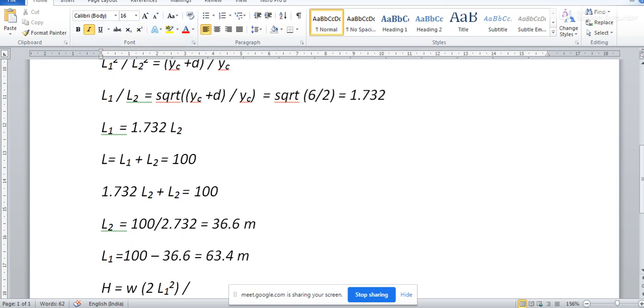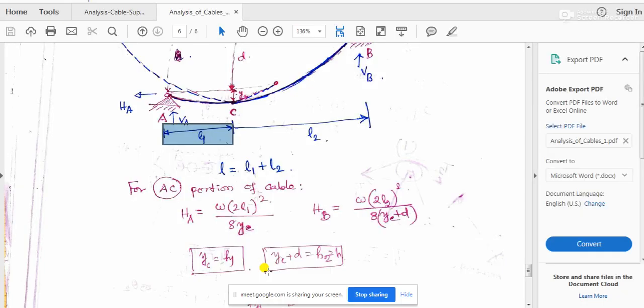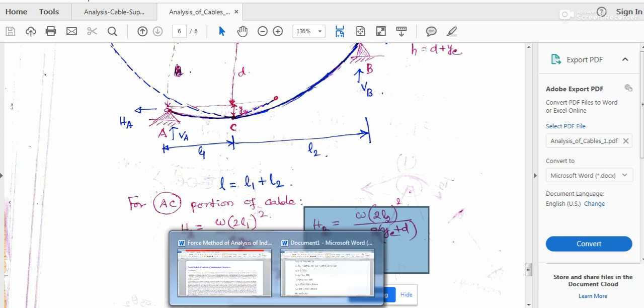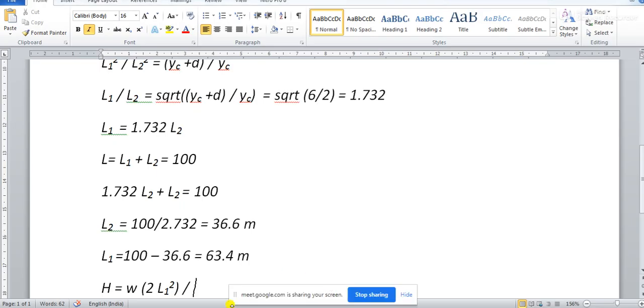Why? Again I go back to the basics. This is very important to understand. When we derived the formula, we took A as the lower support and B as the upper support. But now we are solving a problem where A is the upper support and B is the lower support. So we will have to write HA now in terms of this. So it will be 8 into YC plus D, and I will bring YC plus D from there.